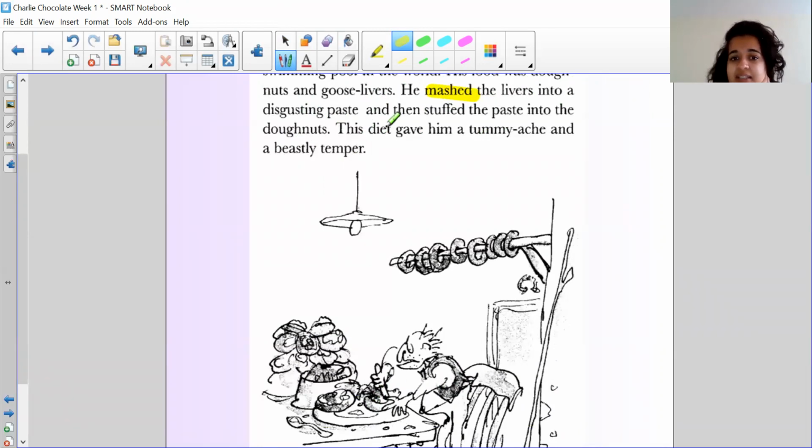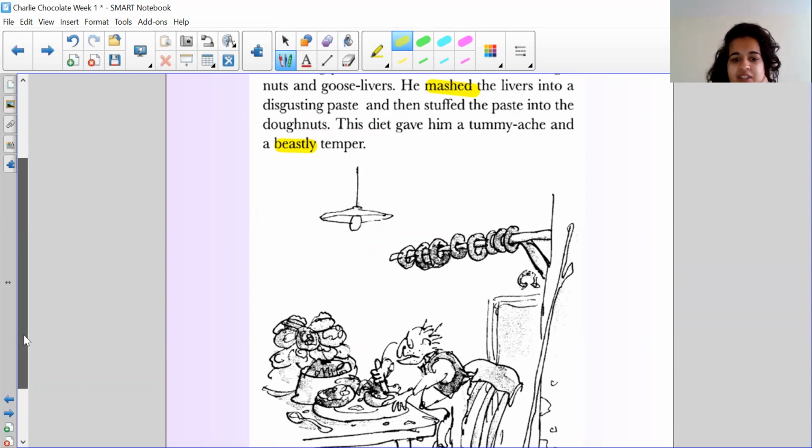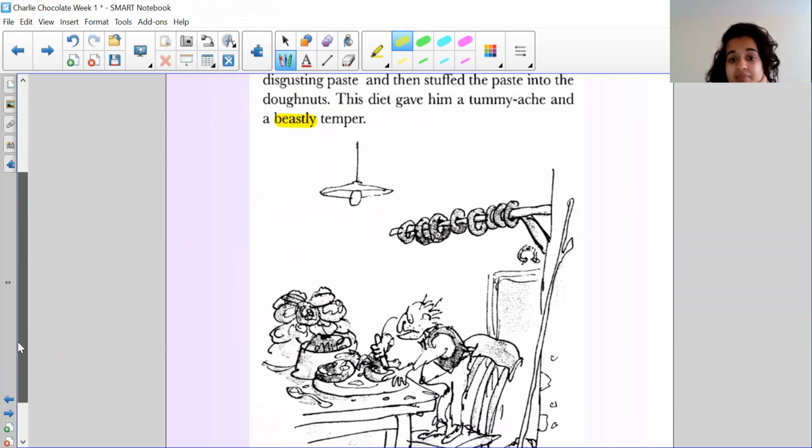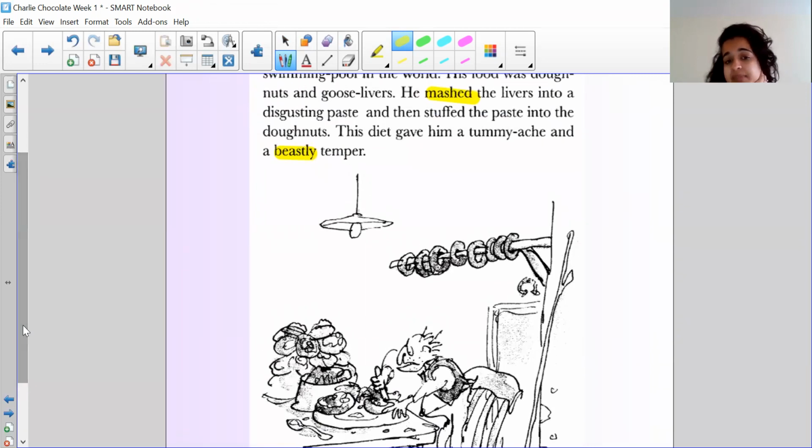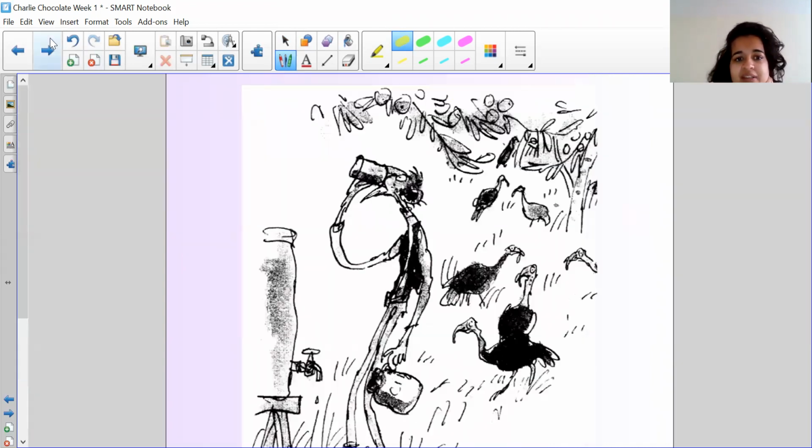This diet gave him a tummy ache and a beastly temper. Now remember, beastly, okay? Think about that root word beast. It probably means really nasty. He's like a beast, really angry. So he doesn't really like his diet. I mean, I guess he does because he keeps eating it, but it's giving him a tummy ache, okay?